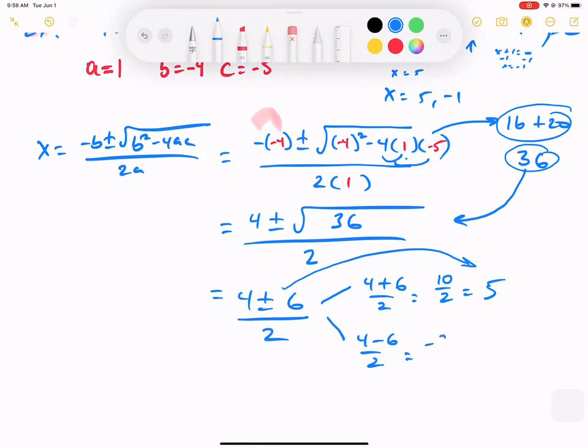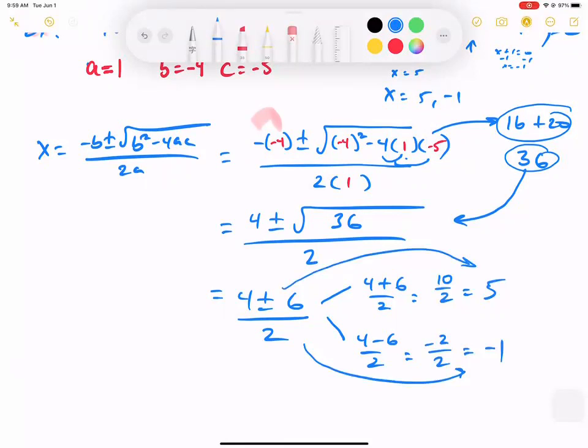4 minus 6 is negative 2. Over 2, that's going to give us negative 1. Okay, so I need you guys to write out the work. If you don't write out the work, I can't give you the credit for it. And these are going to be easy problems once you've learned to practice using the quadratic formula.